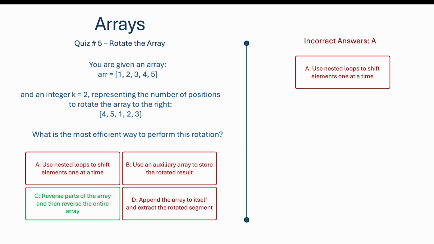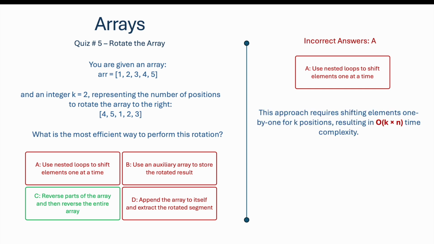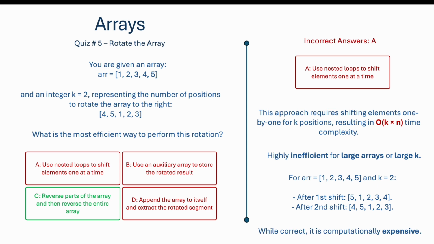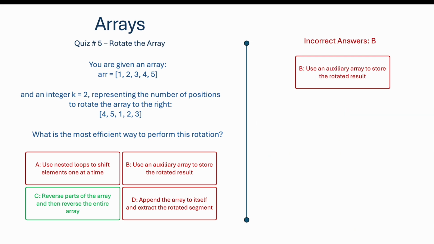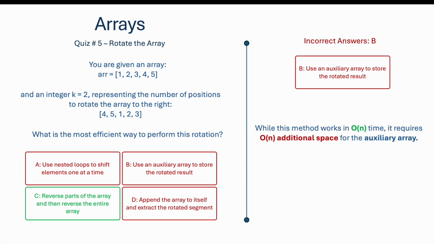Let's see why option A is incorrect, using nested loops to shift the elements one at a time. This approach requires shifting elements one by one for k positions, which means it's order of k times n time complexity. This is highly inefficient for large arrays. Computationally, it's expensive, even though it is correct. Let's see why option B is incorrect, using an auxiliary array to store the rotated result. While this method works in order of n time, it requires order of n additional space for the auxiliary array. So this violates space efficiency requirements for in-place array manipulation.